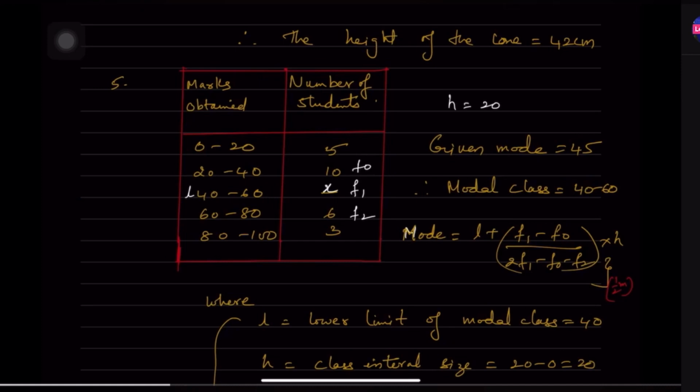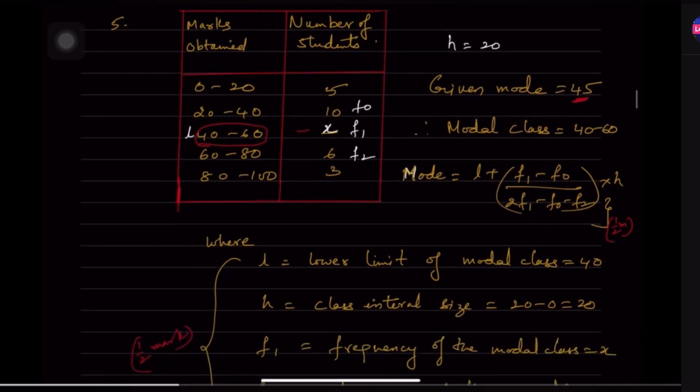So now here the height or the size of the class is 20 minus 0, or 40 minus 20, or 60 minus 40. All this is nothing but equal to 20. Given mode is equal to 45, it lies in the class 40 to 60. This is called the modal class. So we take the lower limit of this, and we consider the frequency of this as f1, the previous one as f0, and the next one as f2. So mode is equal to L plus f1 minus f0 by 2f1 minus f0 minus f2, into h.